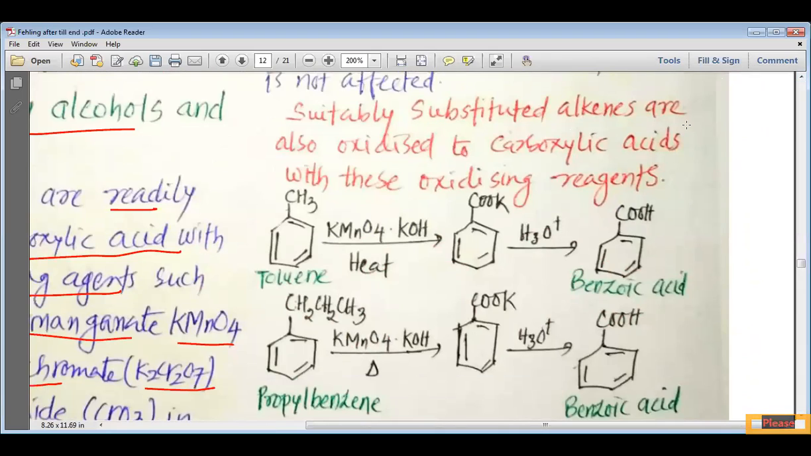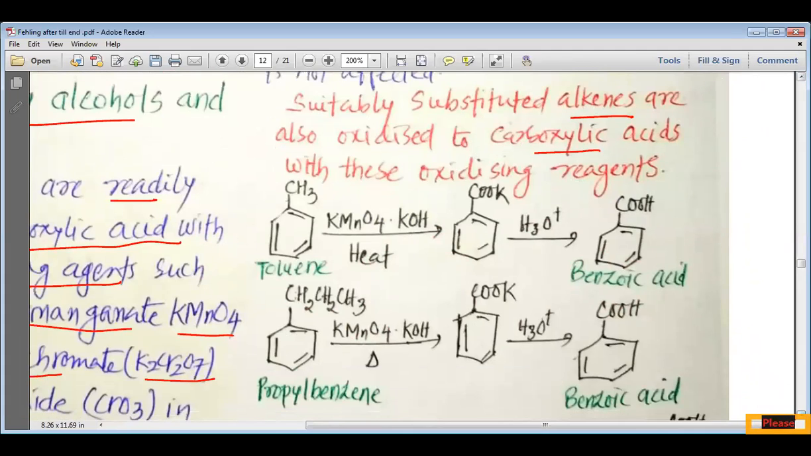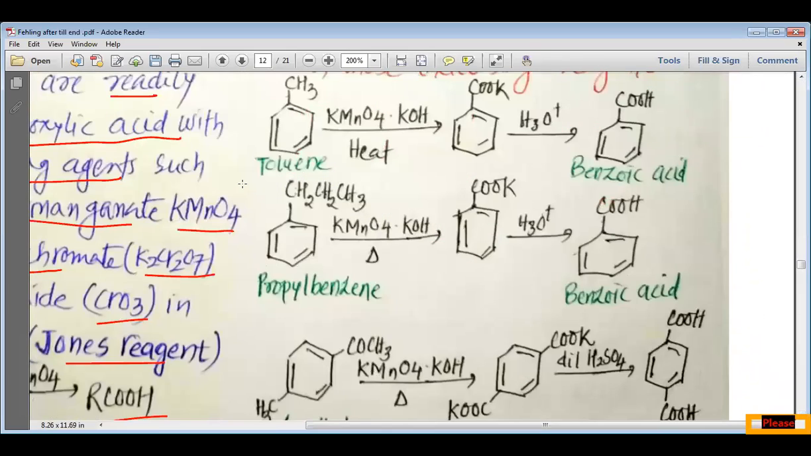Suitably substituted alkenes are also oxidized to carboxylic acid with this oxidizing reagent. So even if we have something bonded to the benzene, substituted alkenes can also be oxidized to the carboxylic acid. Let us understand this with a few examples. If we have toluene and we do the oxidation of toluene with alkaline or acidified KMnO4, we first get potassium benzoate and then finally we get benzoic acid.